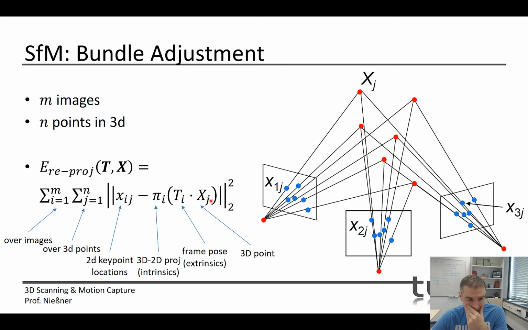Right. So here we have it for 3 images visualized. We see here the respective camera locations. We have the image planes. We see here the 3D points here where they are. And now we are simply optimizing this reprojection error and solve for the transformations T. And we solve for the 3D points X.